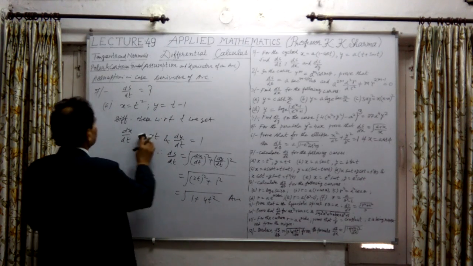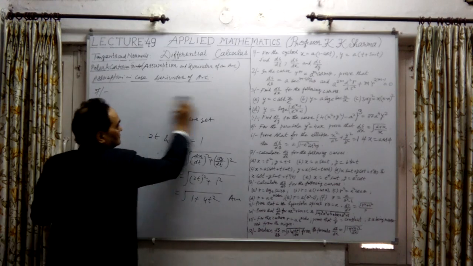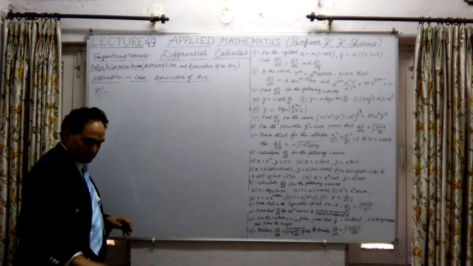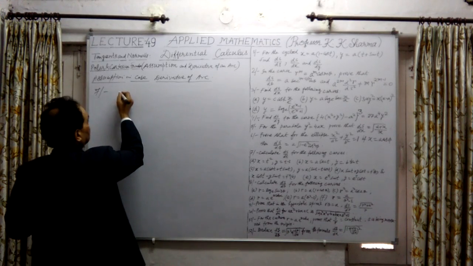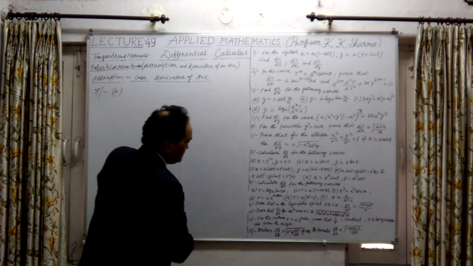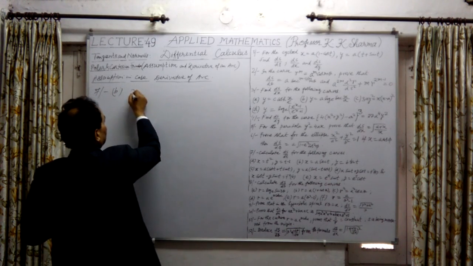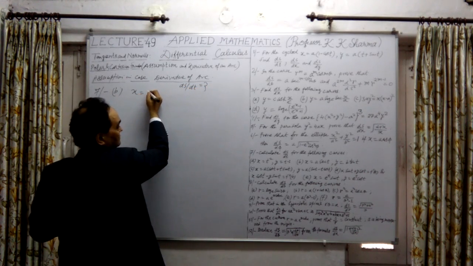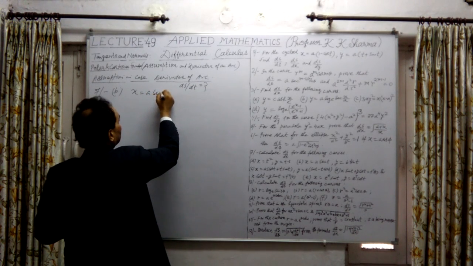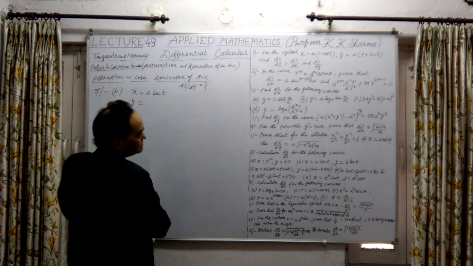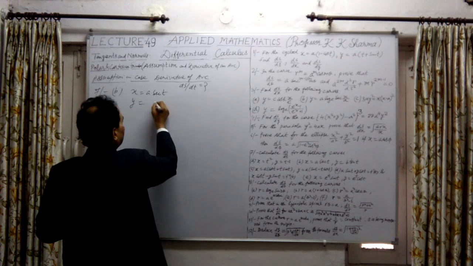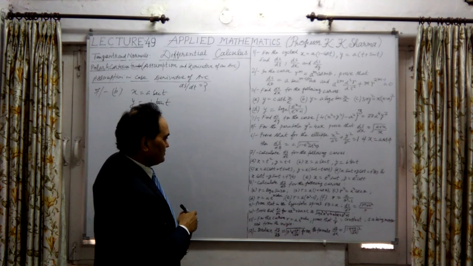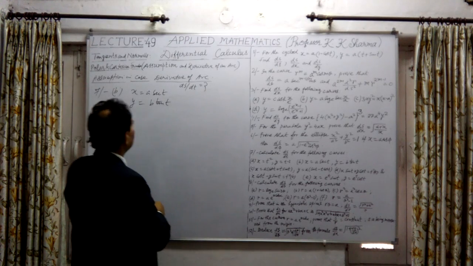Now let me take the next question, the second part of this: question 7, part B. Part B says x equal to a secant t, and y is b tan t, b into tangent of t. We have to find out ds upon dt in this case also.